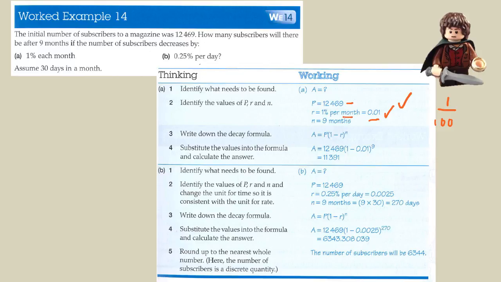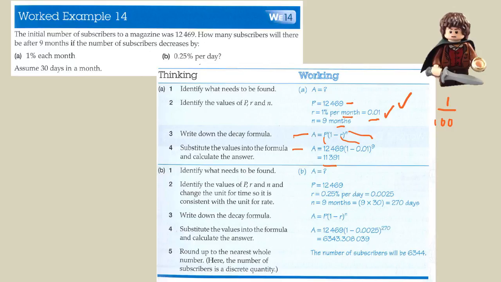My time period's given to me in months. They're both the same, so I'm happy. Once I've got everything there, put your formula down. Substituting your numbers is the next easy step. Instead of the P, you write the number. Instead of the R, you write the number, and so on, and calculate an answer. So after 9 months, instead of almost 12,500, you should have almost 11,400.